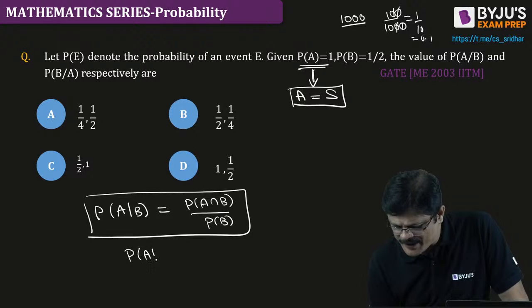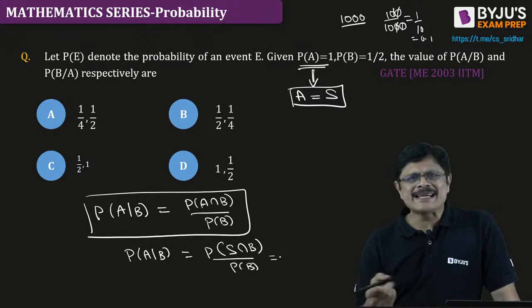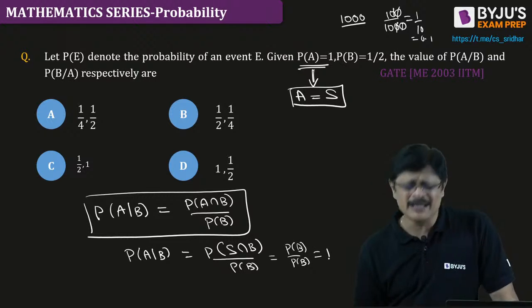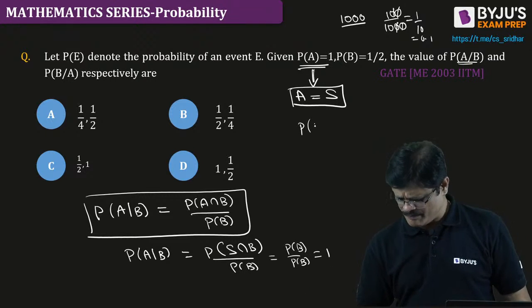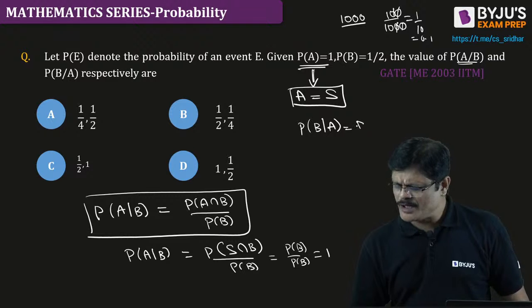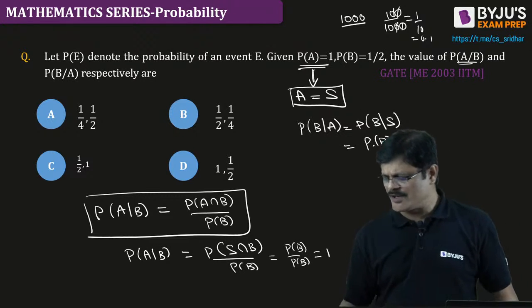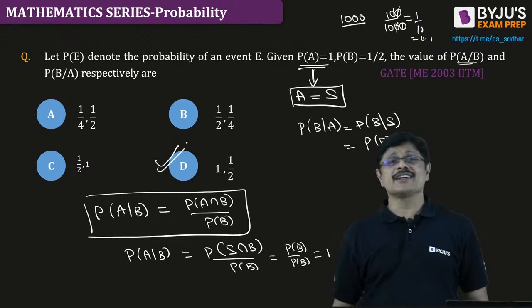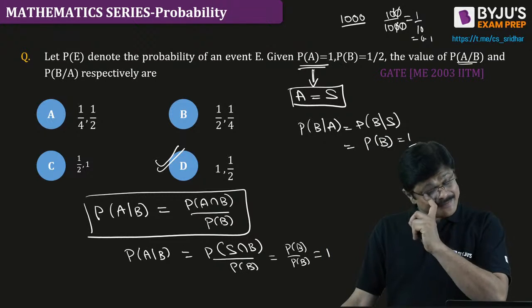So, what is probability of A given B? Because A is the sample space, A intersection B is B, so it is probability of B by probability of B, which is nothing but 1. So probability of A given B is 1. And what about probability of B given A? Because A is sample space, probability of B given A is probability of B given sample space, which is nothing but probability of B, which is 1 by 2. So the answer is 1 and 1 by 2, my dear friends. A simple question. Is the idea clear?